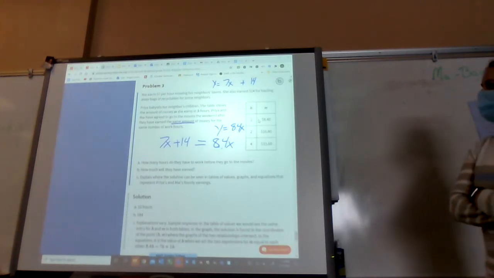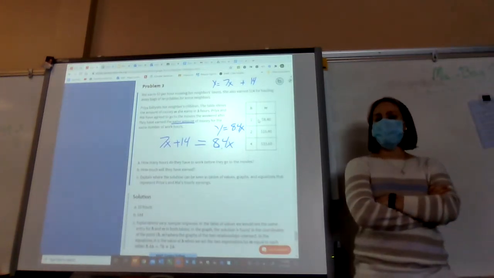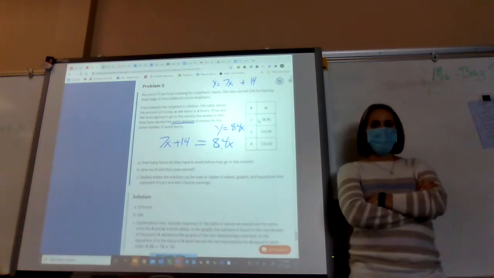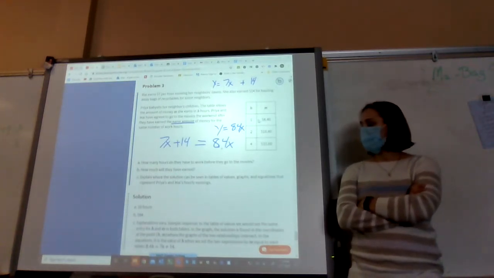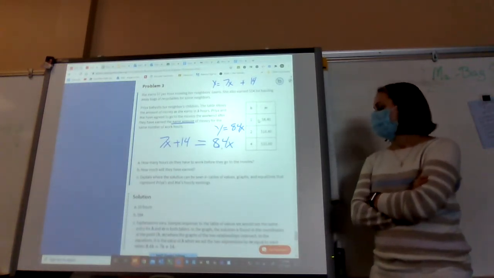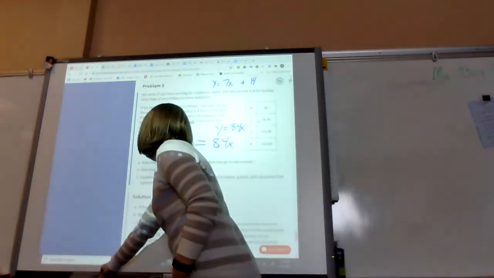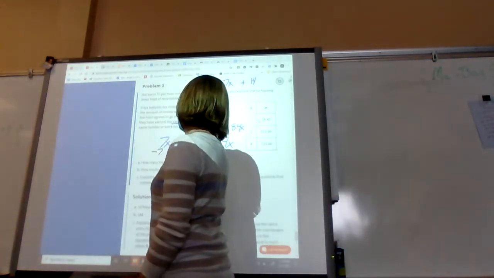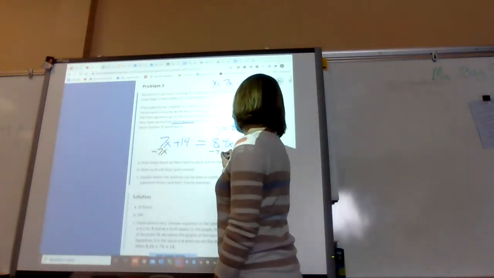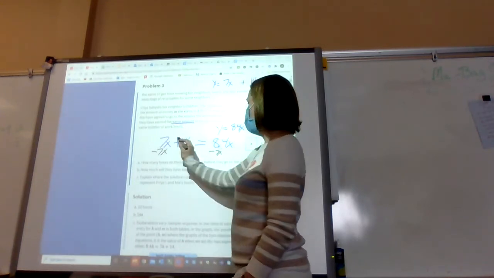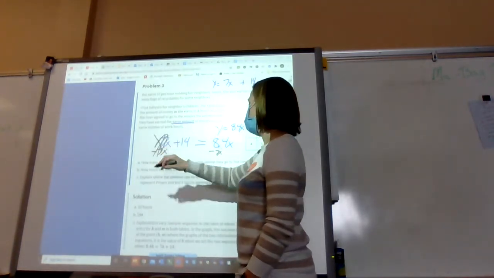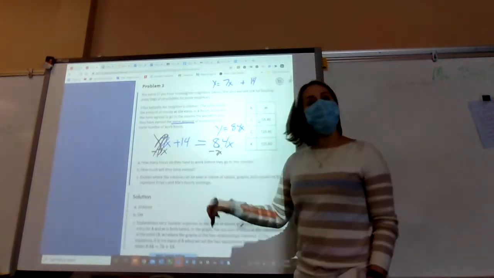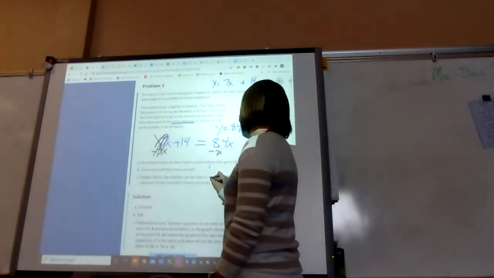Okay, so we should be able to start from here. How can we balance this equation and find out what x is? Subtract 7x. Take the x's away. So we're going to minus 7x here and minus 7x here. So that's going to cancel out. Goodbye. 1.4x.